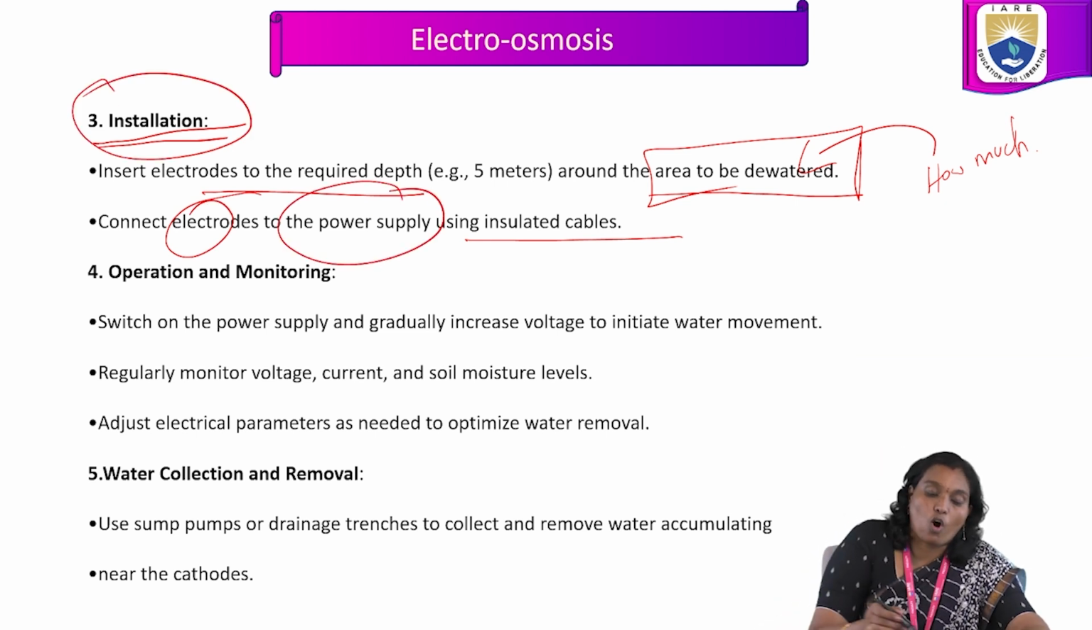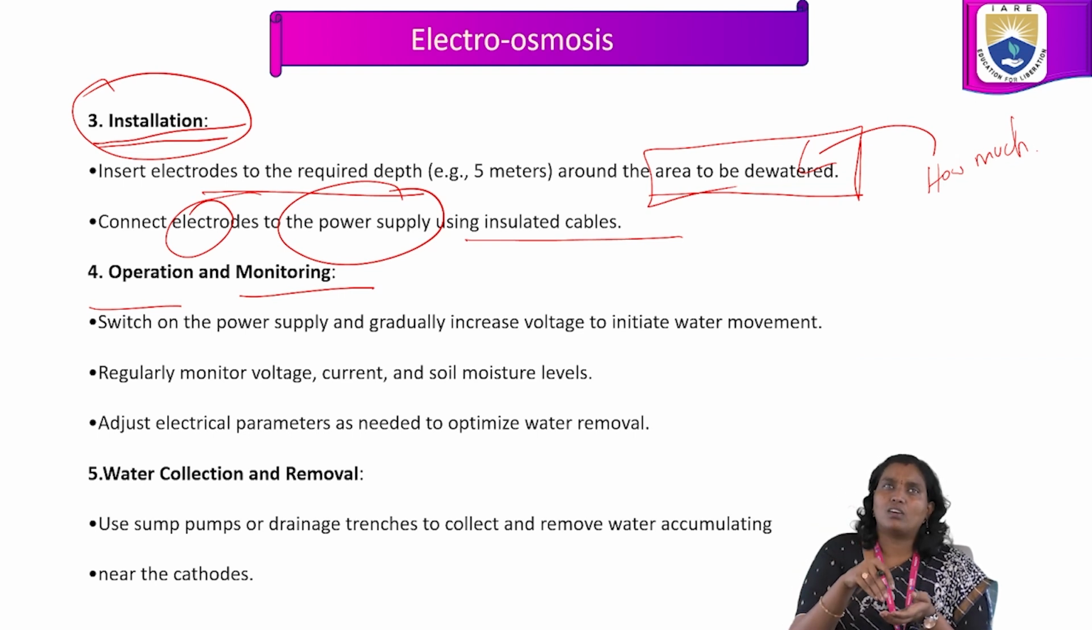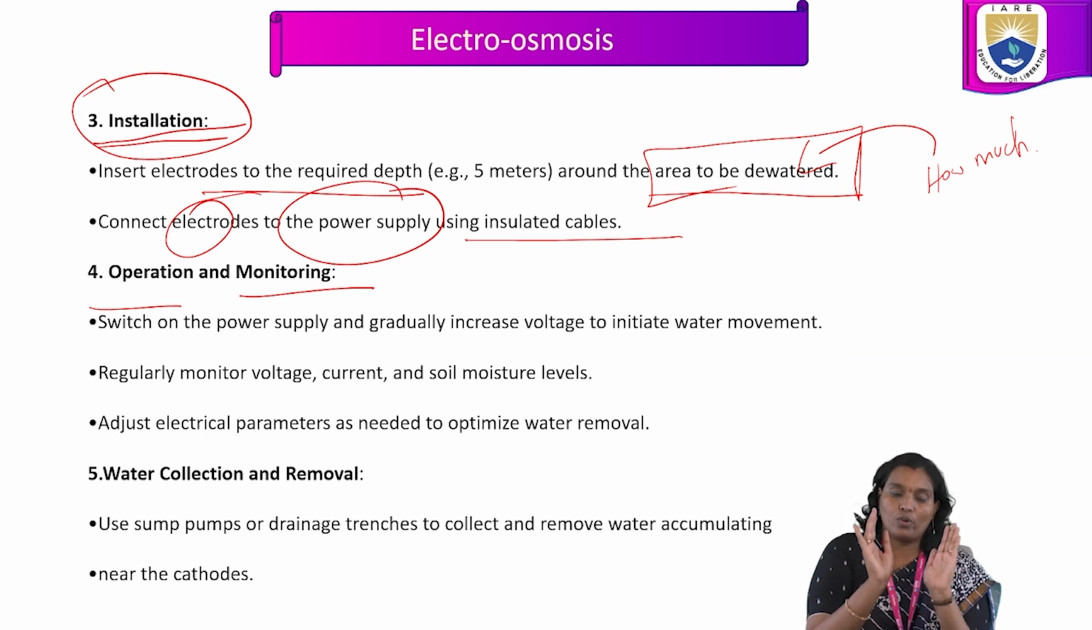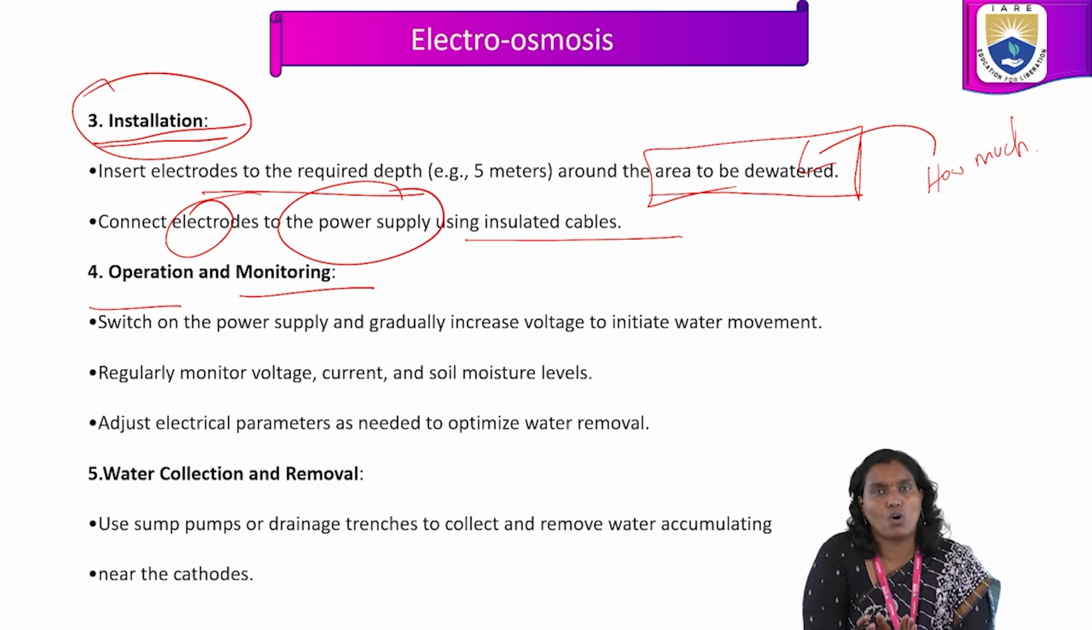The next one is operation and monitoring. So, we are all done. Now we know the soil conditions and water table levels, and where to place the anodes and cathodes, and we have inserted them to the required depth and connected all the electrodes to the power supply using insulated cables. Installation is done. Now we start with operation and monitoring. This is the next step in the design process of electro osmosis.